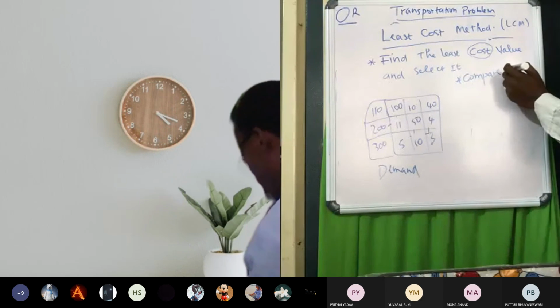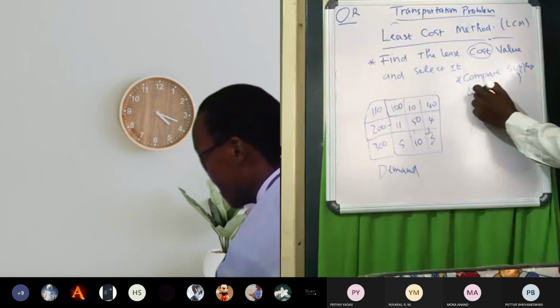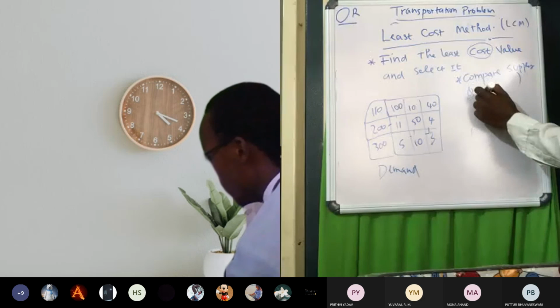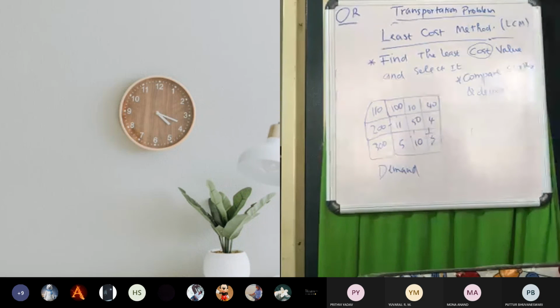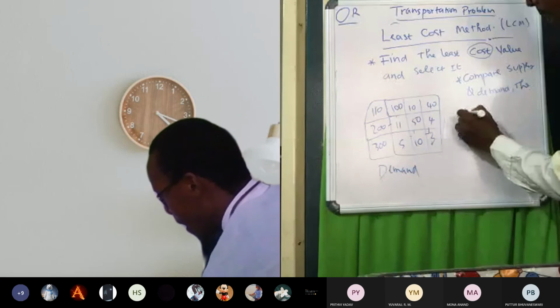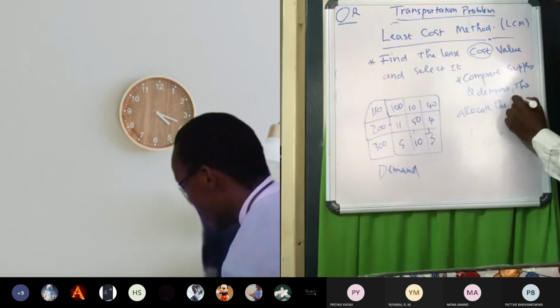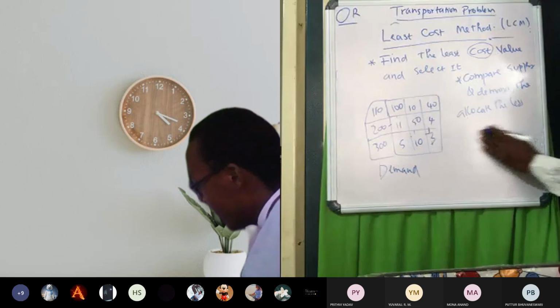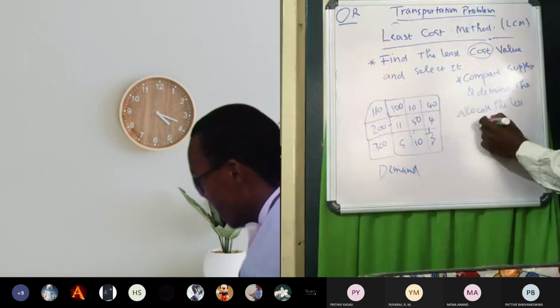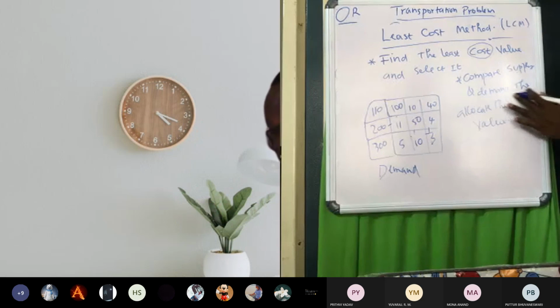What are we going to compare? Supply and demand. You're going to compare the supply and the demand. Then allocate to the one with less value. You put it on the less in value.